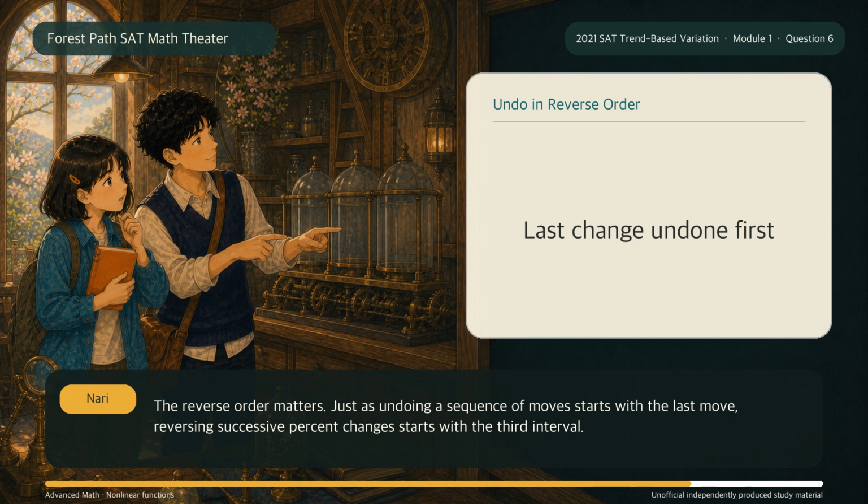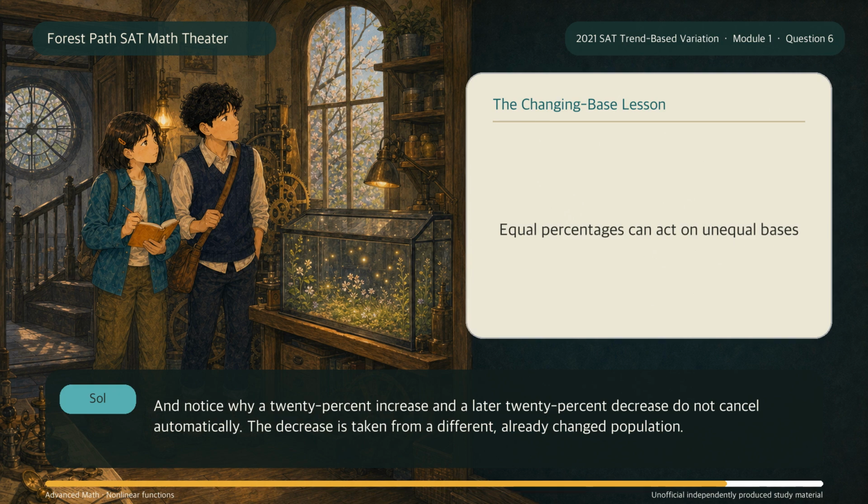The reverse order matters. Just as undoing a sequence of moves starts with the last move, reversing successive percent changes starts with the third interval. And notice why a 20% increase and a later 20% decrease do not cancel automatically. The decrease is taken from a different, already changed population.